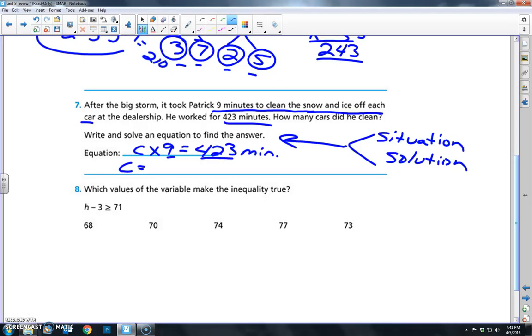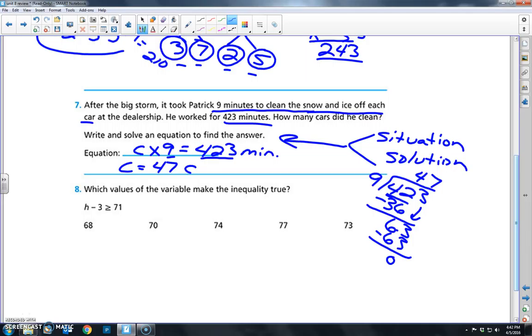You're going to have to divide 423 divided by 9. 9 goes into 4. Nope. 9 goes into 42. Let's say 4 times. That's 36. We subtract, bring down 3, 63. 9 goes into 63 7 times. 7 times 9 is 63. We subtract, we get 0. C equals 47 cars.